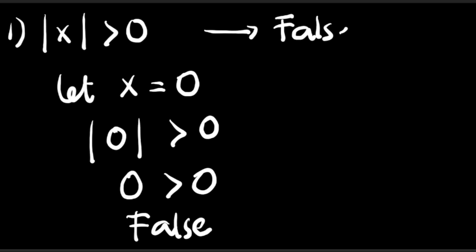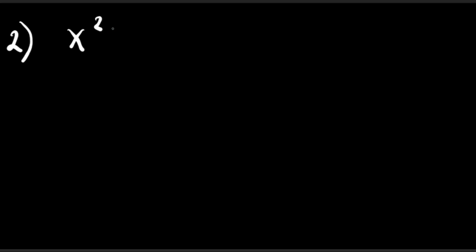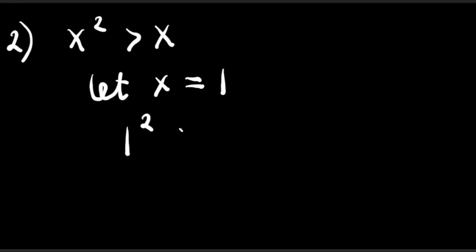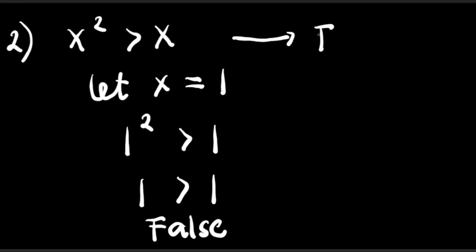Second example: x squared is greater than x. I could say, let x be equal to 0, but you can try 1. Because 1 squared is greater than 1 becomes 1 is greater than 1, which is a false statement. So the whole statement is false. You can actually find two or more, but for a counterexample, we only need one.